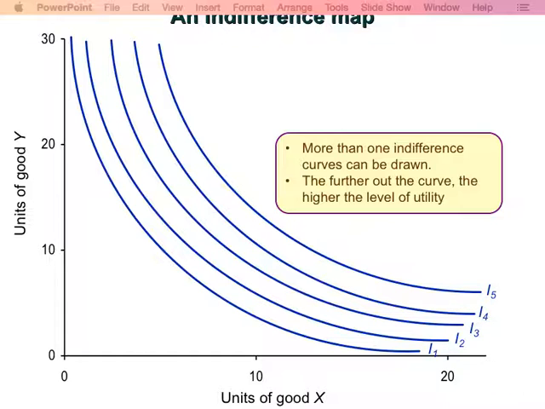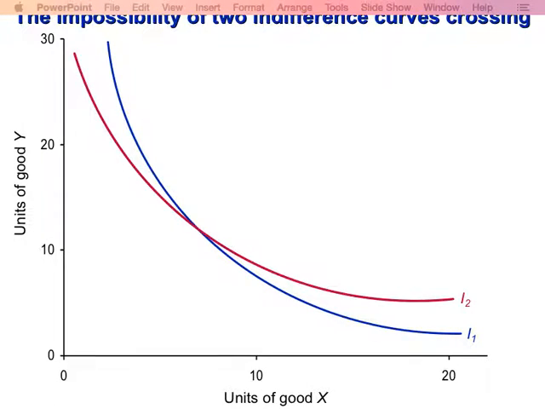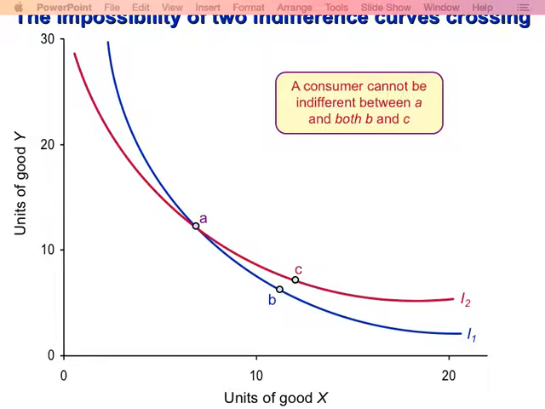But they are indifferent between any points that lie on I5. However, they prefer points lying on I5 to points lying on I4, given that I5 provides the higher level of utility. Now, the question is, will the indifference curves cross? If you think of two indifference curves, do they intersect? Like a point A here, and then you have this. Consumers cannot be indifferent between A and both B and C.